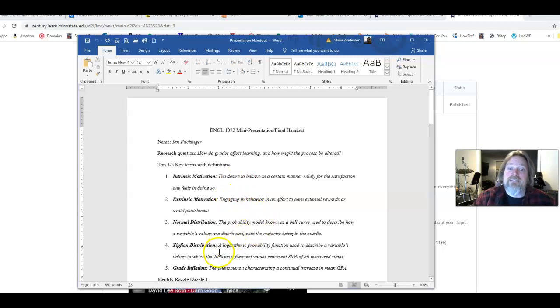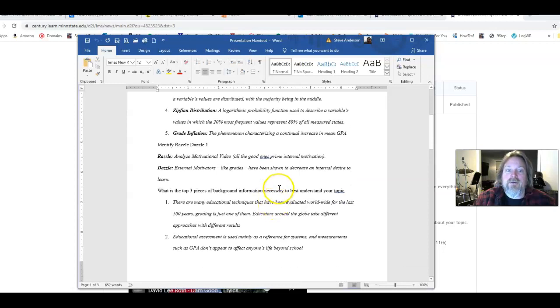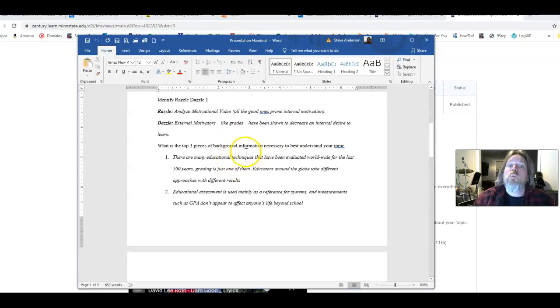So, right, Zipf distribution, you know, most of us, if not all of us, don't know what the heck that was. I'm a teacher and I didn't know what the heck that was. So what are the key terms that people need to understand for your topic, right? Then he's got the razzle dazzle. Now this, so I've got a video. What are the top 3 pieces of background information?